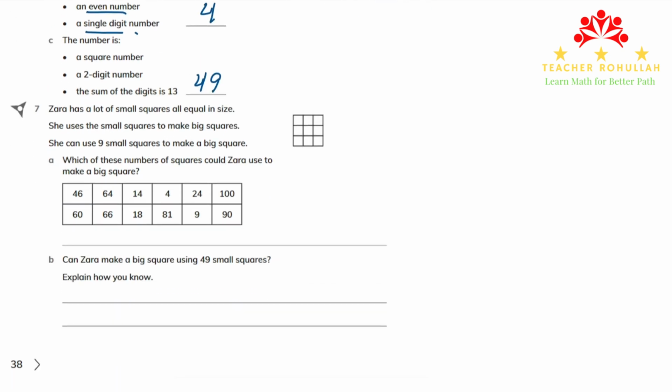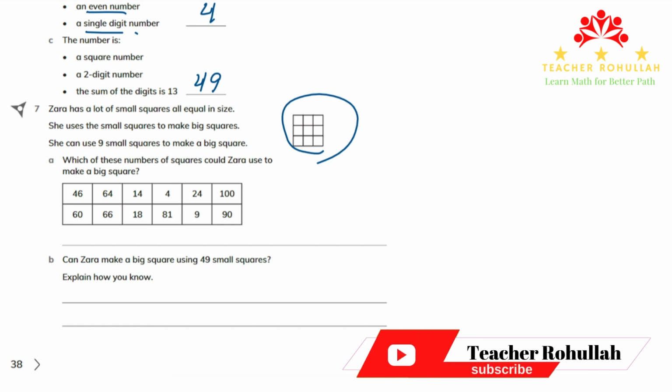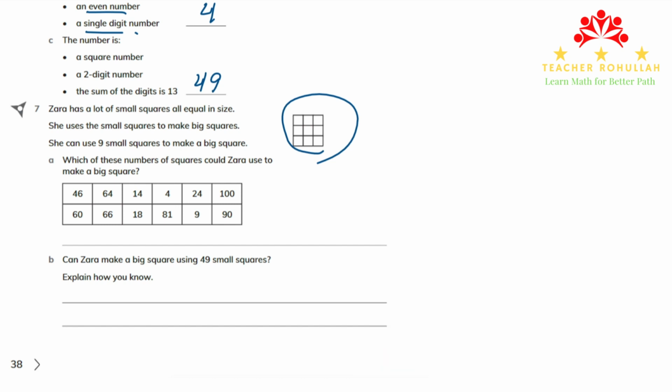In question 7, it says, Zara has a lot of small squares, all equal in size. She uses the small squares to make big squares. She can use 9 small squares to make a big square, which is shown here. Now it says, which of these numbers of squares could Zara use to make a big square? You know that the only numbers that can make squares are square numbers. So let's first find out the square numbers in this grid and write it down over here.